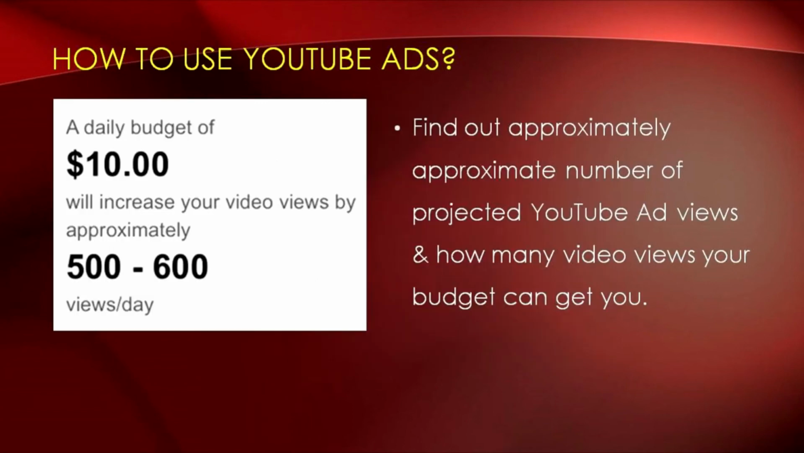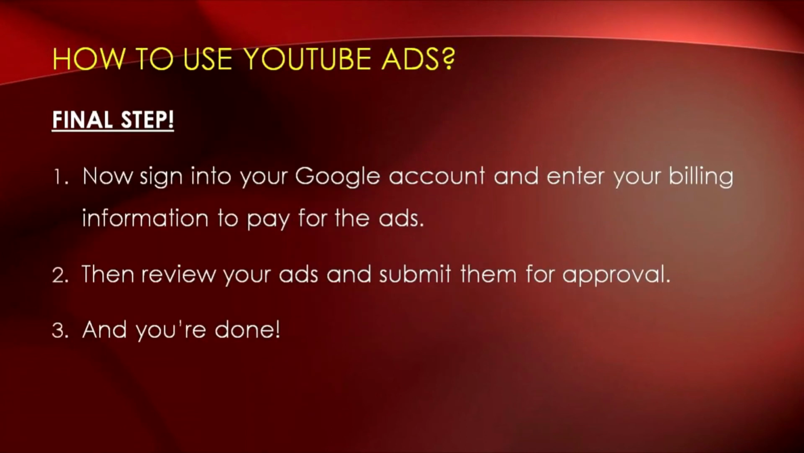As you create your YouTube ad, you can find a small tab on the right side of your page. This is where you can see approximately how many video views that the budget you set will bring to you. And finally, now sign into your Google account and enter your billing information to pay for the ads. Then review your ads and submit them for approval. And you're done. You've now created your own YouTube ads.